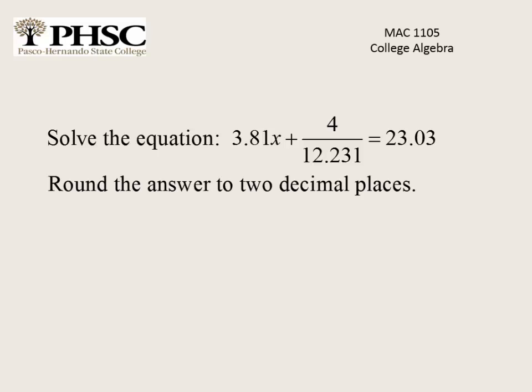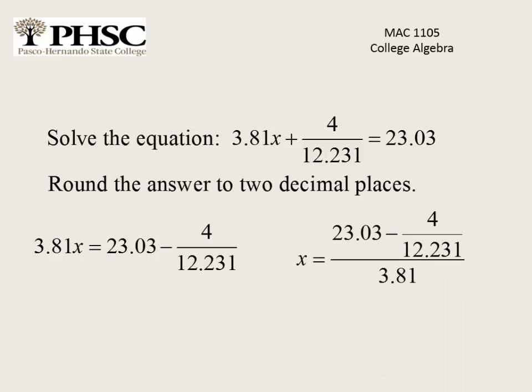So here we have an equation: 3.81x plus 4 over 12.231 equals 23.03. We're going to round the answer to 2 decimal places. So then what we do is simply move all of the constants to one side. So we take the 4 over 12.231 and move it over to the right side. So now we're going to go ahead and combine those. Actually, we're going to divide both sides by 3.81.